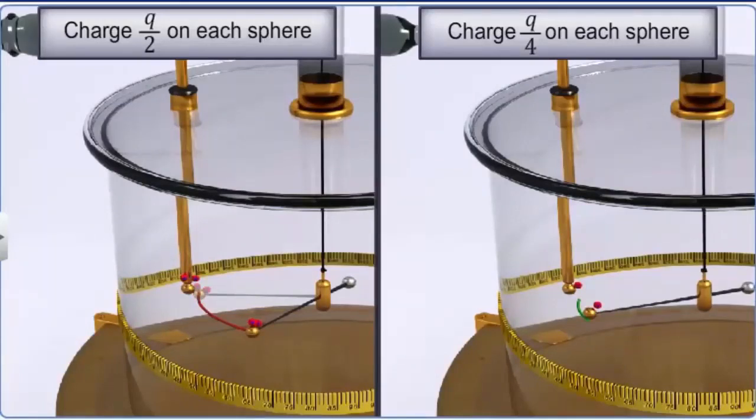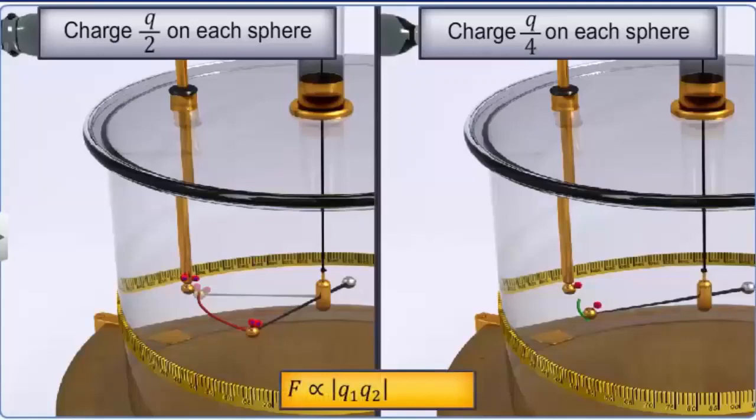From these experiments with charged spheres at constant distances, it was concluded that the electrostatic force between two charges is directly proportional to the product of the charges. If the charges are Q1 and Q2, then electrostatic force F between them is proportional to Q1 into Q2. Let this be equation 1.